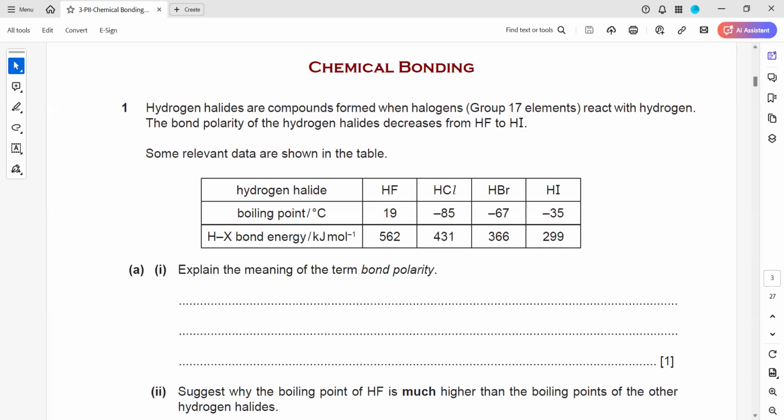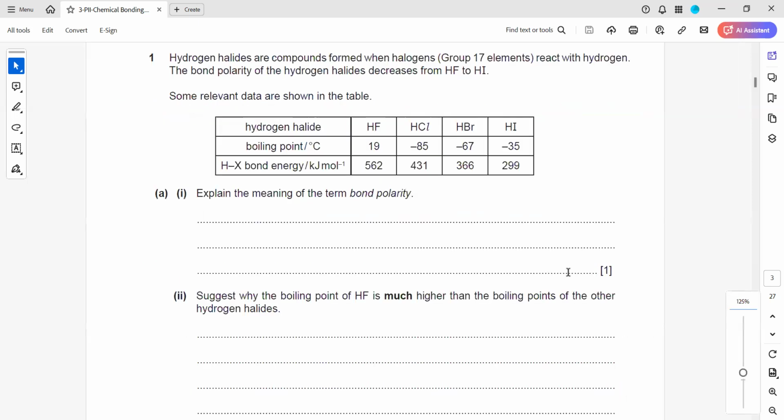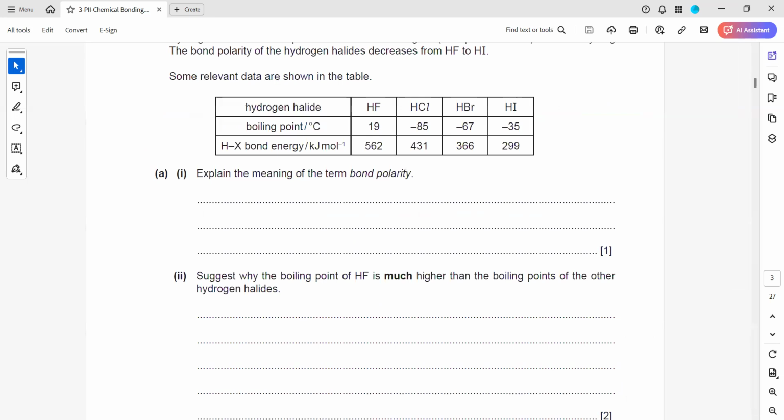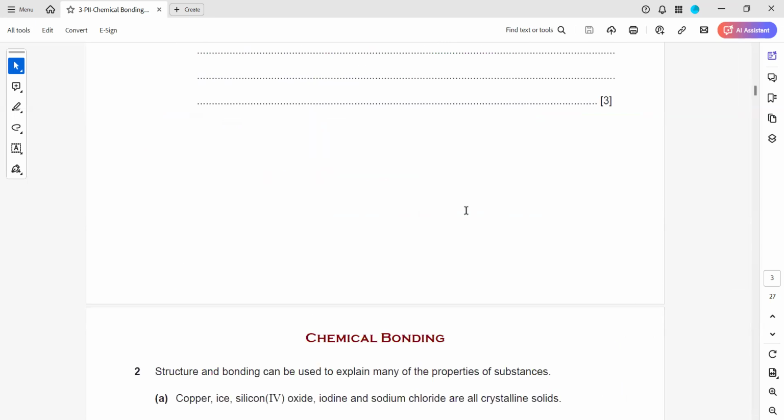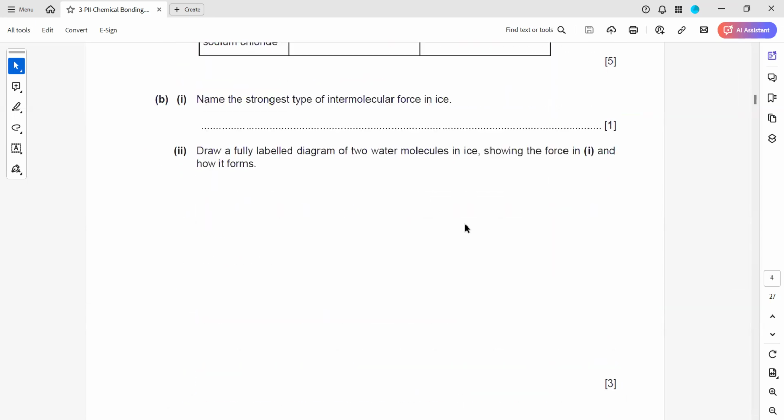Any doubt on page 3? Page number 3, any question or a part? If you have a doubt, you can ask. No doubt? Okay. Any doubt on page number 4?